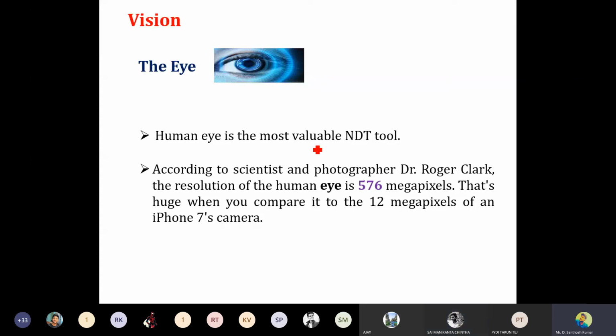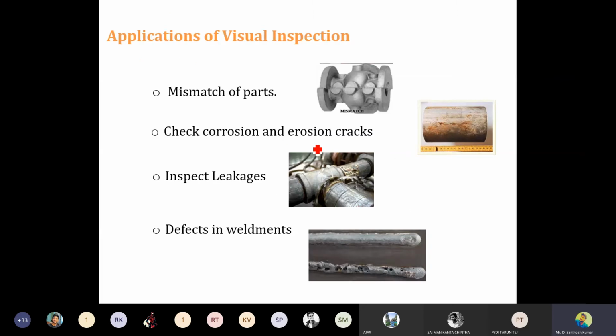Okay, in particular we talk about the visual inspection method. One of the tools is the eye. Later we talk about some applications of visual inspection. You can identify any kind of mismatch in the parts, because mismatch is one kind of macro defect. You can see there is a casting component with a mismatch. If there is a mismatch in the cope and drag, then obviously the final component you may get like this.